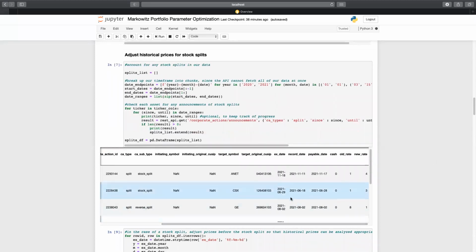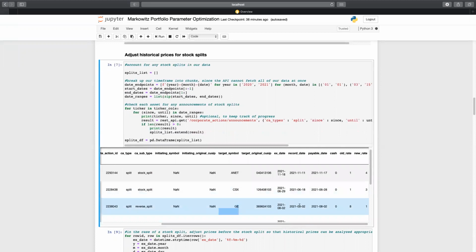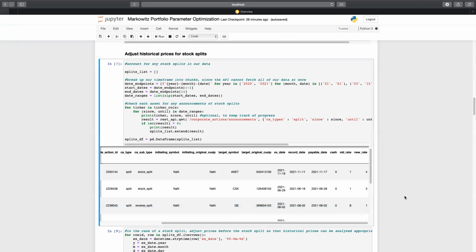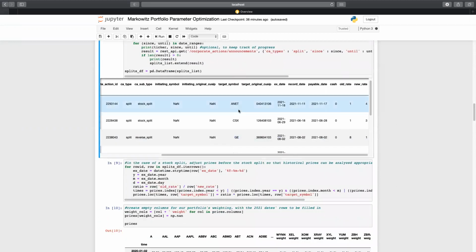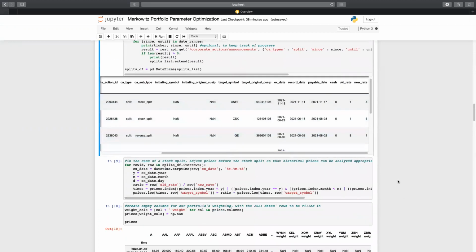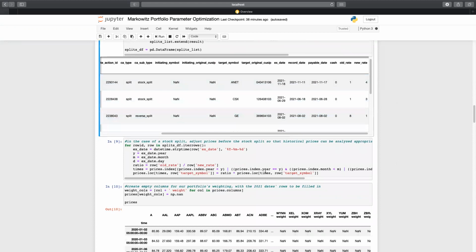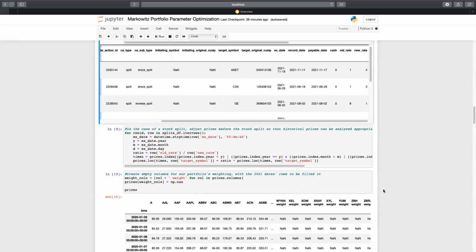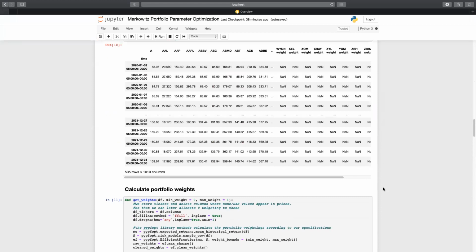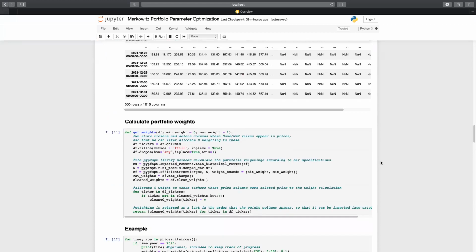So this is kind of outlining the results of this. So we can see that, for example, on this X date, August 2nd of 2021, General Electric stock essentially got multiplied by 8, by 8 over 1. And so essentially I'm going through here and updating this in my data frame. So now we have our prices, and then this is actually the function in which we're actually calculating portfolio weights.